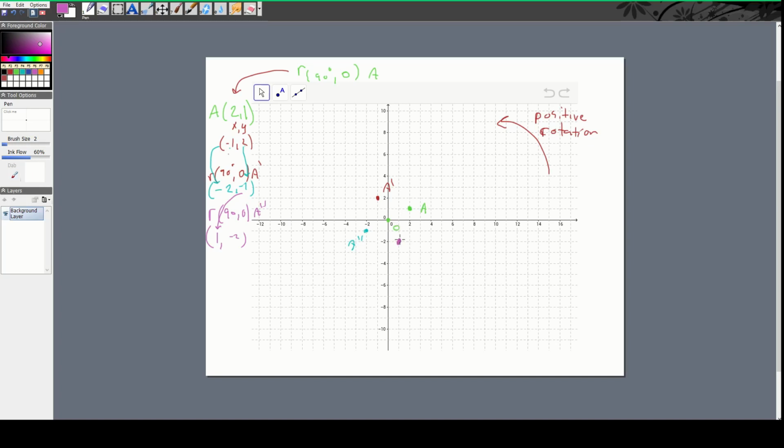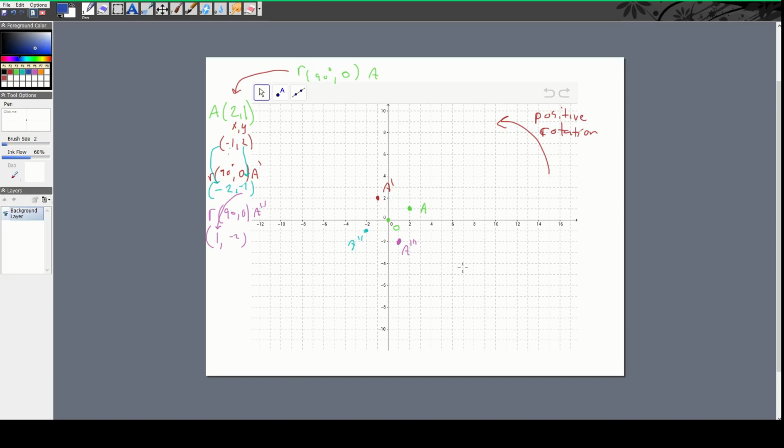Now look what's happened here. Up 2, left 1, up 2, left 1. A triple prime. That is the rotation of A 90 degrees 3 times. Now let me just show you one last time that you'll see.